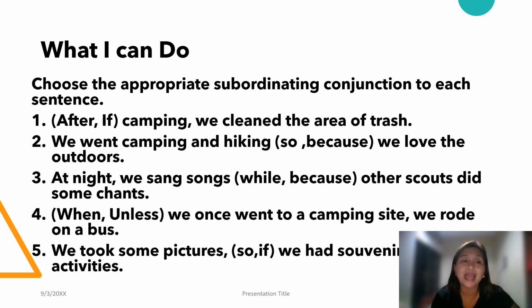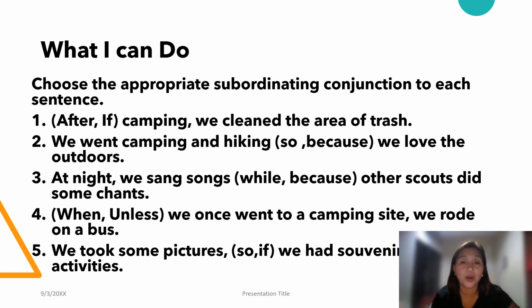Number three, at night we sang songs while because other scouts did some chants. Number four, when, unless we once went to a camping site, we rode on a bus. Number five, last number. We took some pictures so if we had souvenirs of some activities.